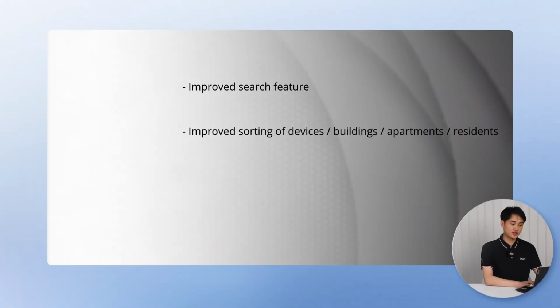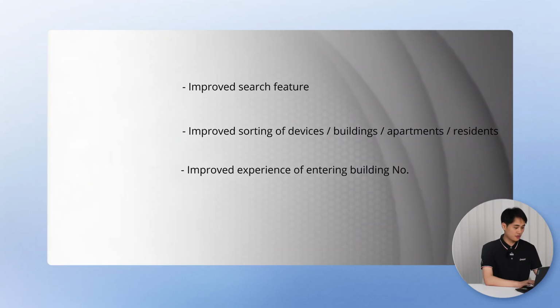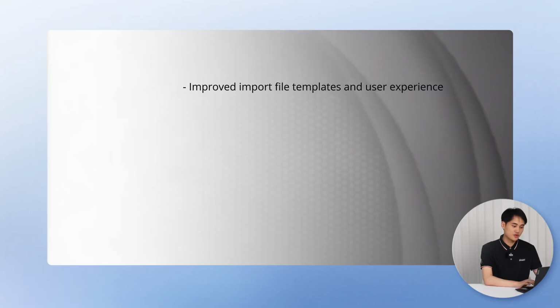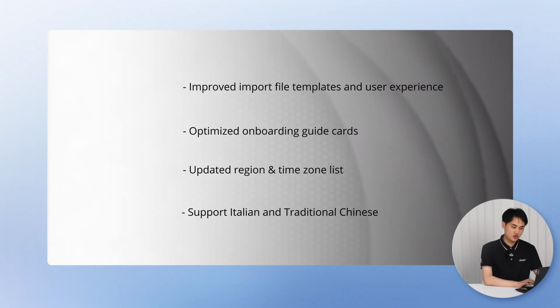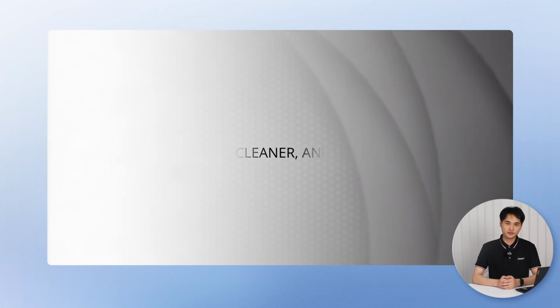And that's not all. We have polished up a bunch of things across the platform that you might not notice right away, but they will make everything feel smoother. Here is a quick look. Improved search features, improved sorting of devices, buildings, apartments, and residents. Improved experience of entering building numbers. Improved validity of the name field. Here is some more. Improved import file templates and user experience. Optimized the onboarding guide card. Updated the region and time zone list. Support for Italian and Traditional Chinese. All this adds up to a faster, cleaner, and easier experience.